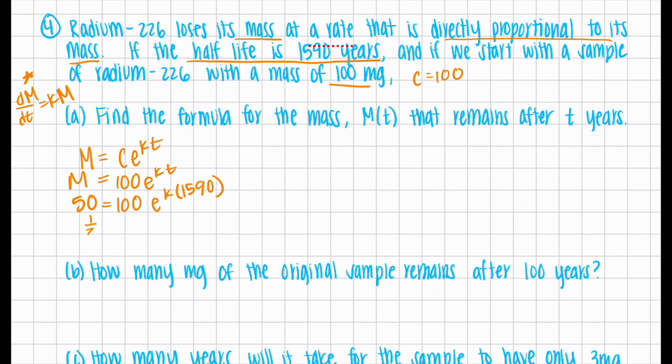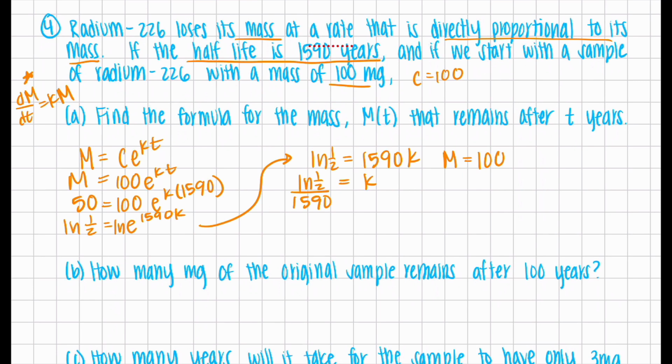So divide by 100 on both sides, I get 1/2 equals e to the 1590k. Natural log both sides. We get natural log of 1/2 equals 1590k. Divide by 1590 on both sides, and k is the natural log of 1/2 over 1590. From there, I can write my m equation. m equals my C, 100, e to the natural log of 1/2 over 1590 times t.